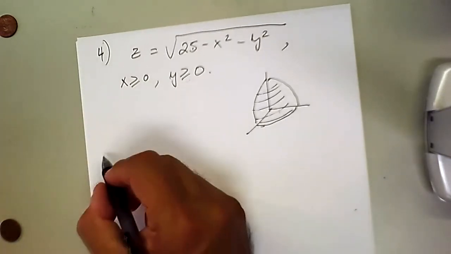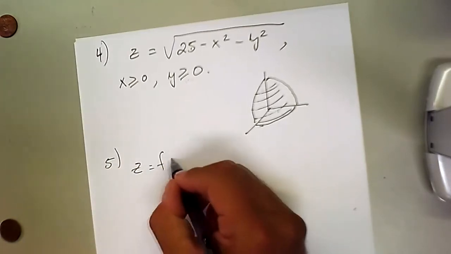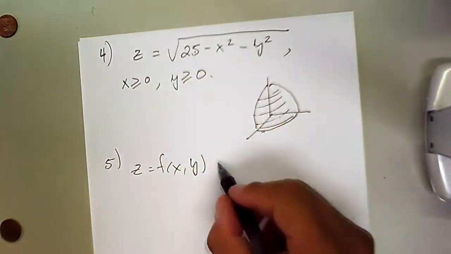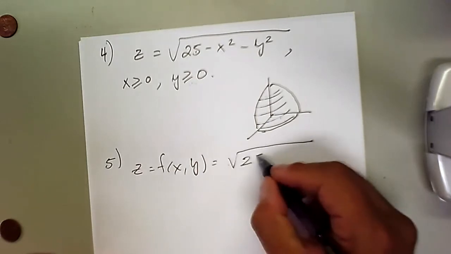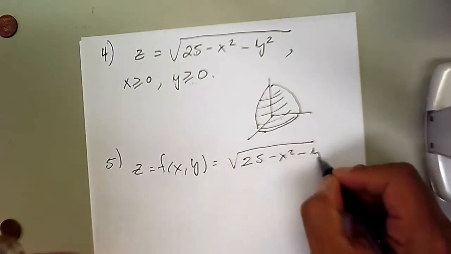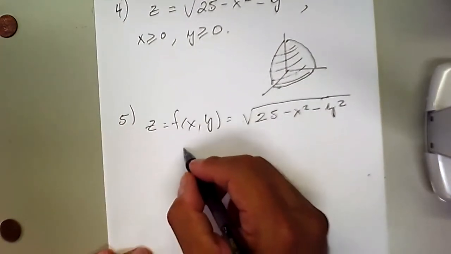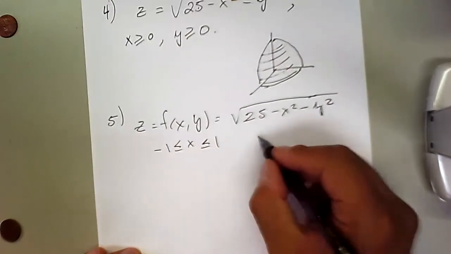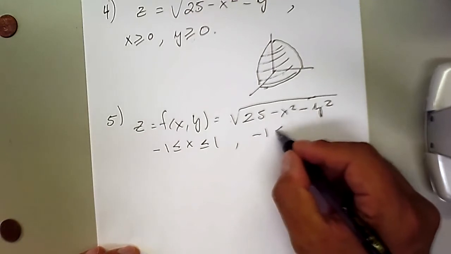Okay, example 5. Z, which again, f of x, y. I neglected to put f of x, y here, but it is understood the way it is written. Same thing, 25 minus x squared minus y squared. But now let's change the domain. Let's say the x's can go from -1 to 1, and so can the y's.